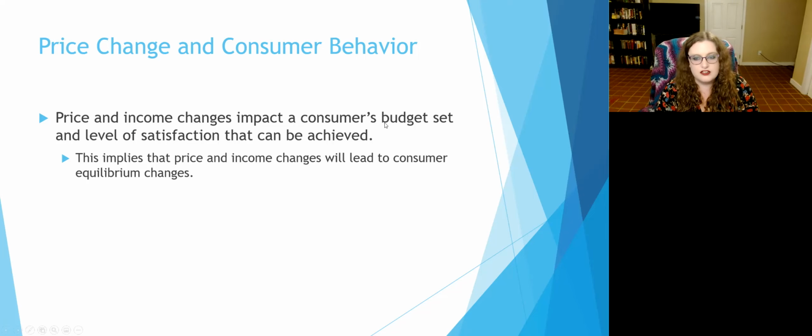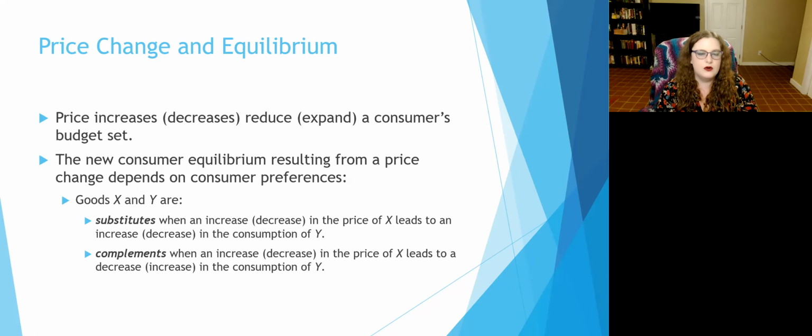So price and income changes impact the consumer's budget set. That line of the maximum amount we can afford gets affected by prices and income, right? Or prices and the total amount of money that we have to spend on a good or service. This implies that price and income changes will lead to consumer equilibrium changes. So, okay, let's just keep going through this. Let's talk through this and then we'll continue with drawing and graphing things.